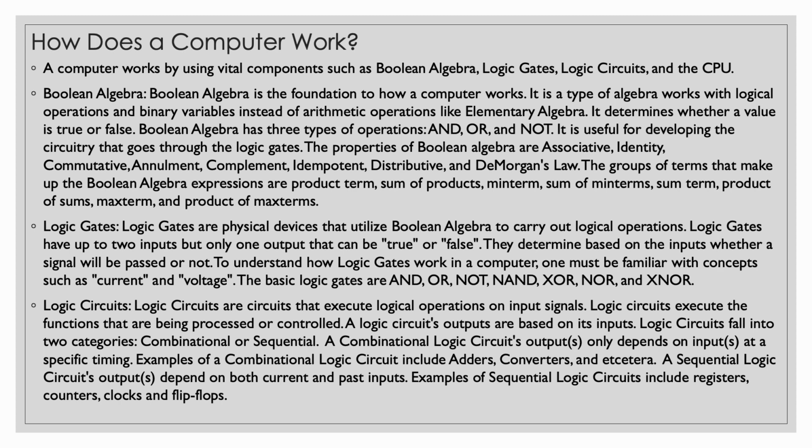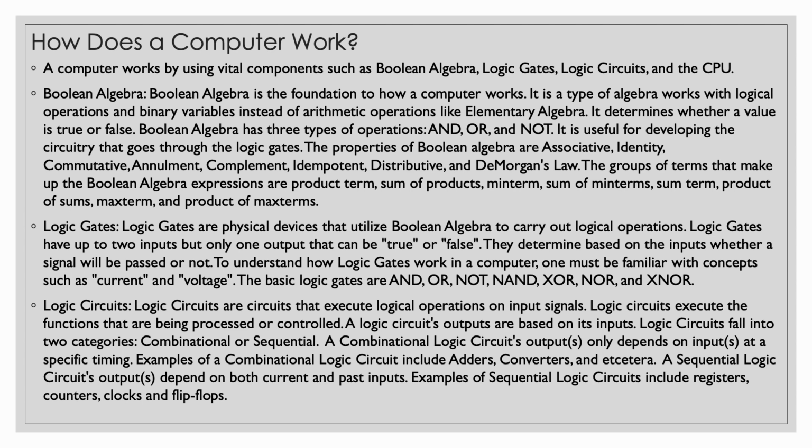Now, logic circuits are circuits that execute logical operations on input signals. So logic circuits execute the functions that are being processed and controlled, and the outputs are based on its inputs. Logic circuits fall into two categories, which are combinational and sequential. A combinational logic circuit's output only depends on inputs at a very specific timing. And examples of a combinational logic circuit are adders, converters, and others similar in that fashion.